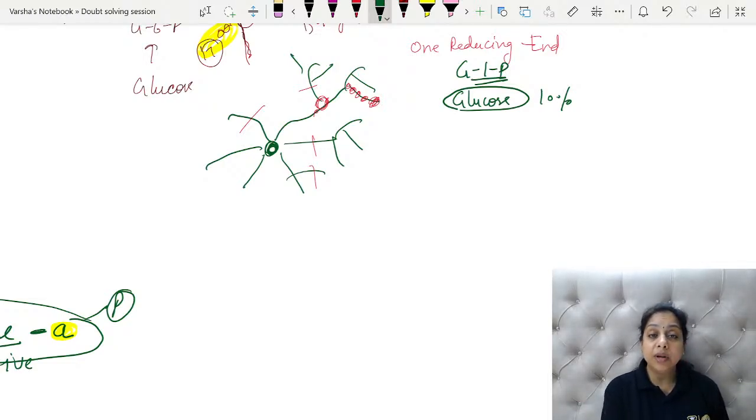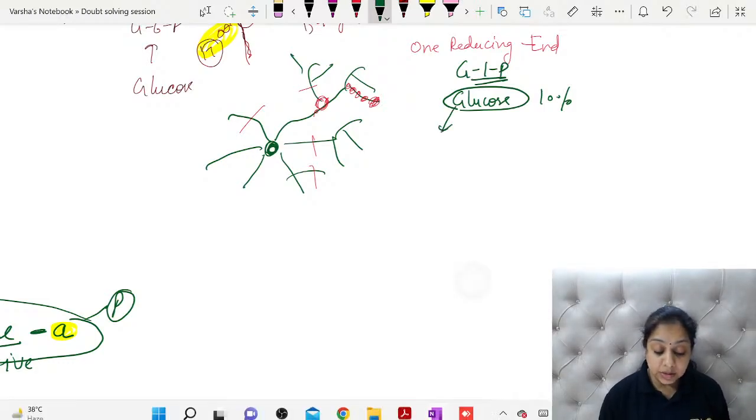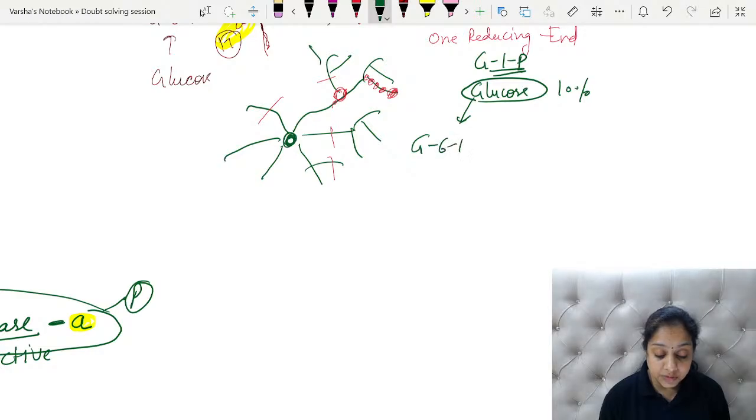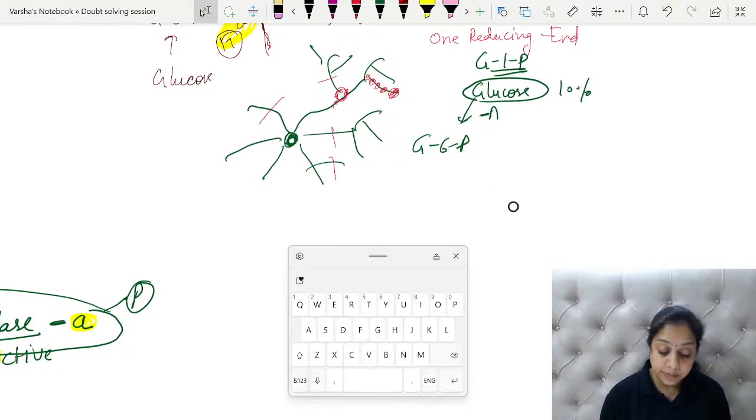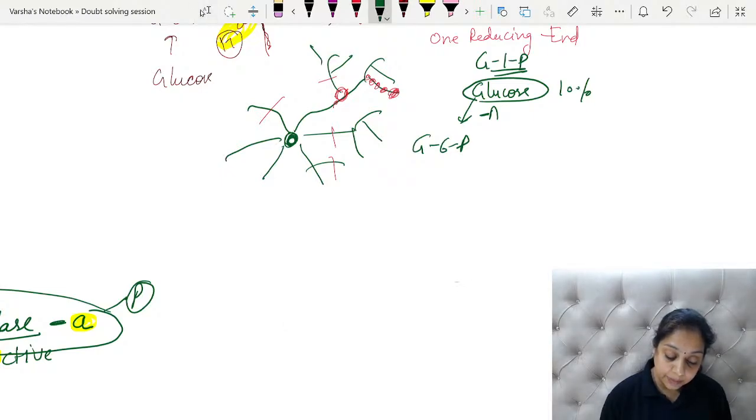Okay, so you have to know that when you remove the branch point, the branch point glucose is released in the form of glucose, and to utilize it you have to convert it into glucose 6 phosphate by the enzyme. This step is an energy requiring step that utilizes 1 ATP, that we have studied in glycolysis also.